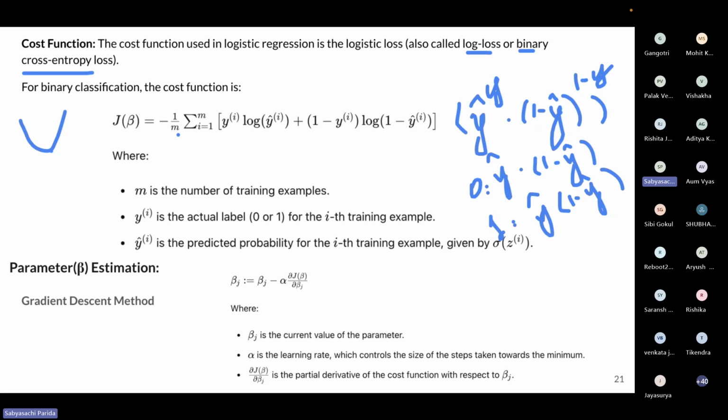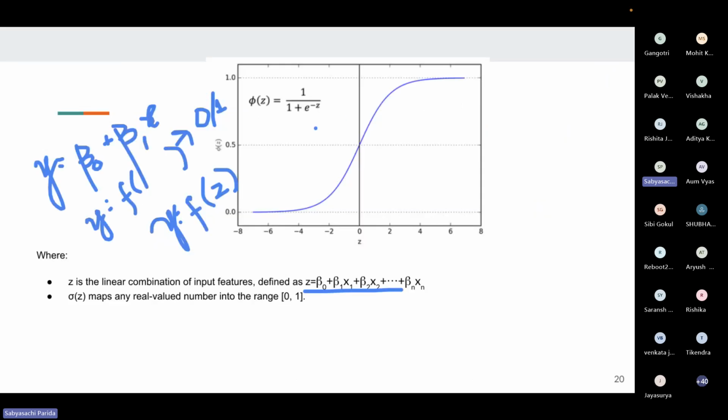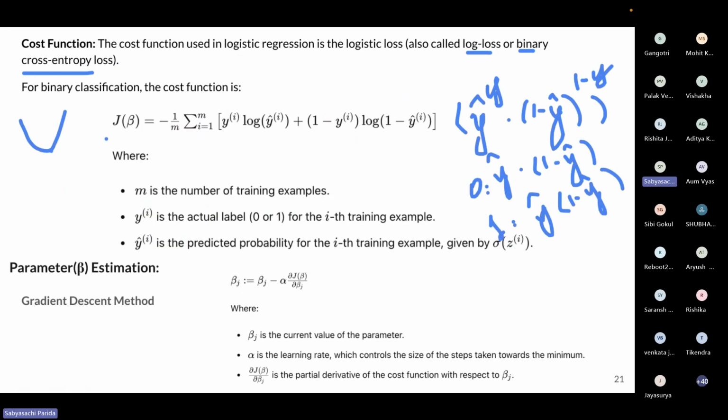My assumption is that if I minimize this cost function, then I'll be able to find that particular beta, or the z can ultimately find my particular beta, so that my model gives me the best output, which would be a good classifier between the zeros and the ones. And the parameter estimation in the case of logistic regression also follows gradient descent. So beta j is equal to beta j minus alpha times the differentiation of this particular loss function, or the cost function.